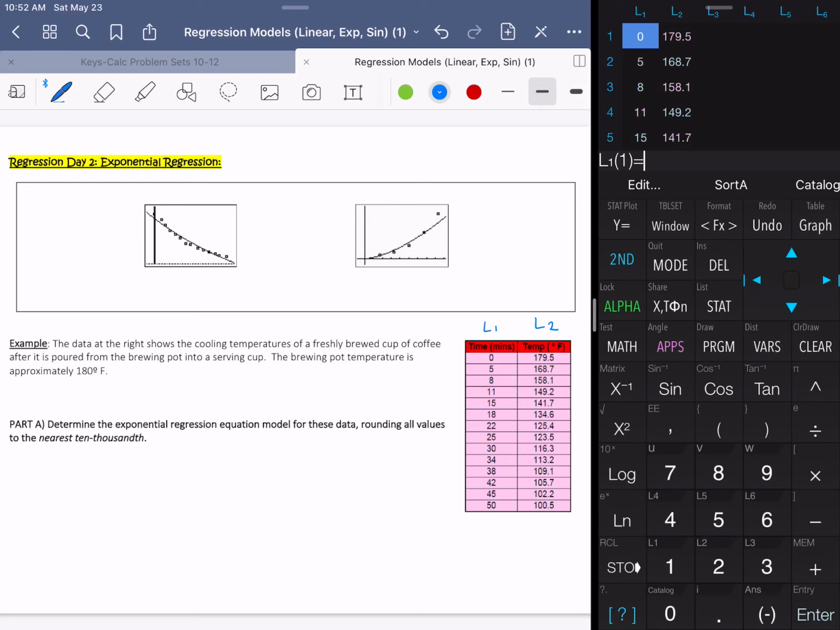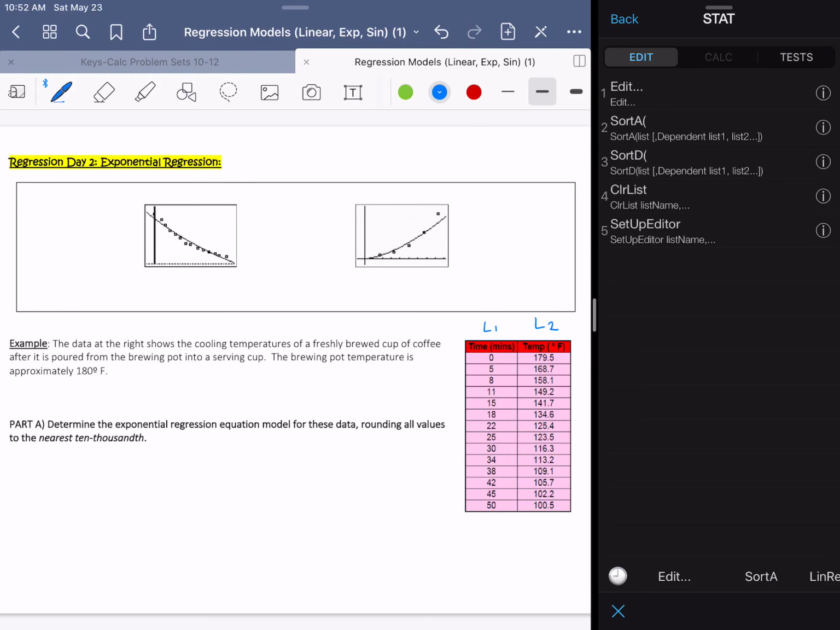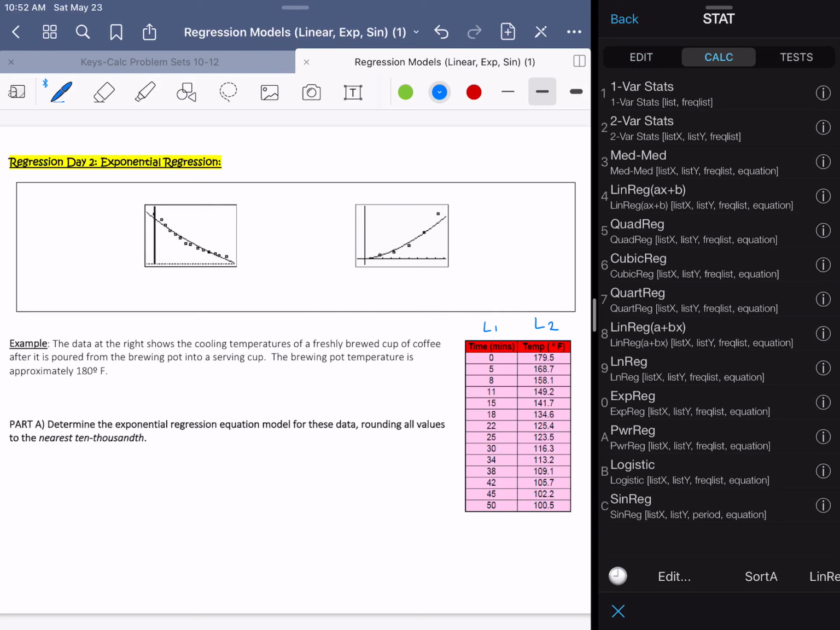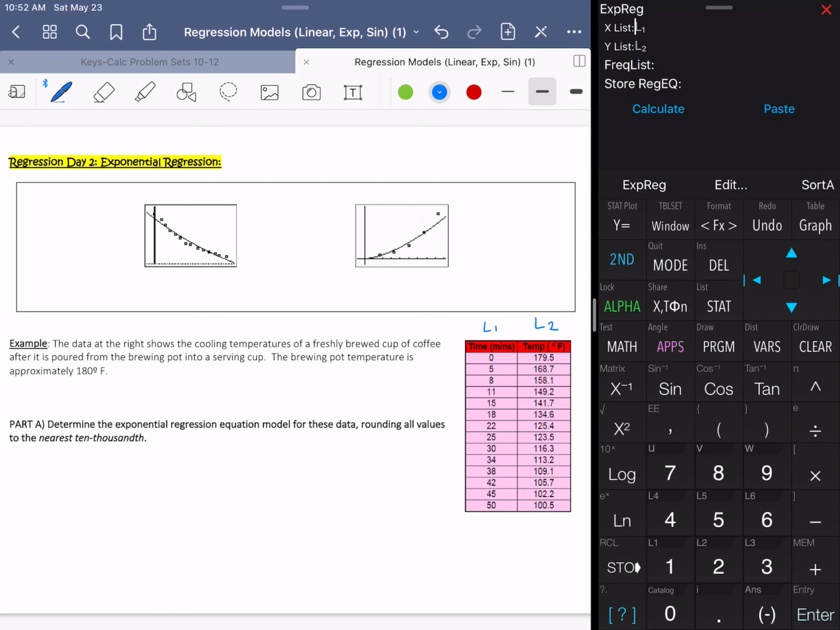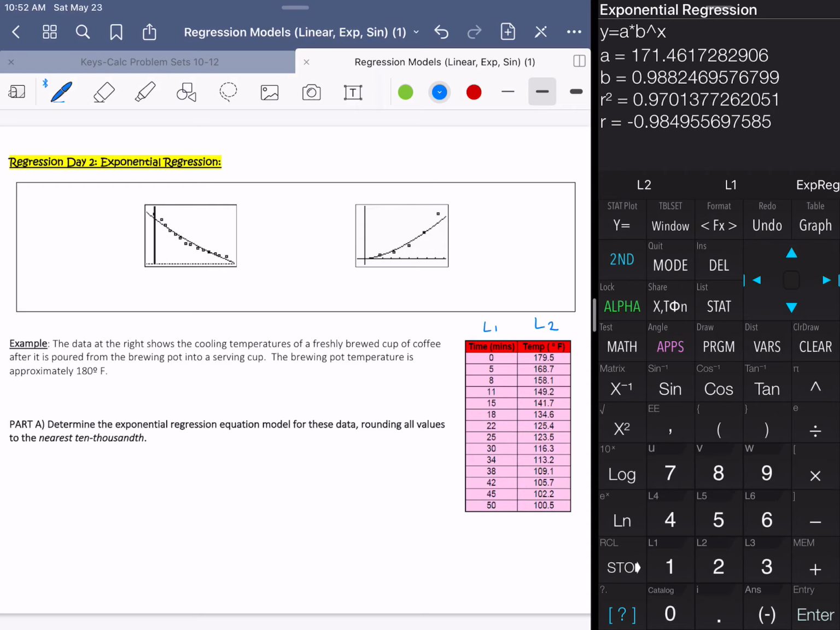Okay, so once your data values are in, you just have to hit second quit, so you're back to the original screen, and then you want to hit stat, and you want to go over to calc, and instead of choice 4 for linear regression, we're going to do exponential regression, which is 0. And the same thing as before, our X list is our list 1, so we hit second 1 to get L1, and then we hit second 2 to get L2, and we don't need anything in our frequency list, and we don't need anything in the store regression, and we just hit calculate. So this is our information.